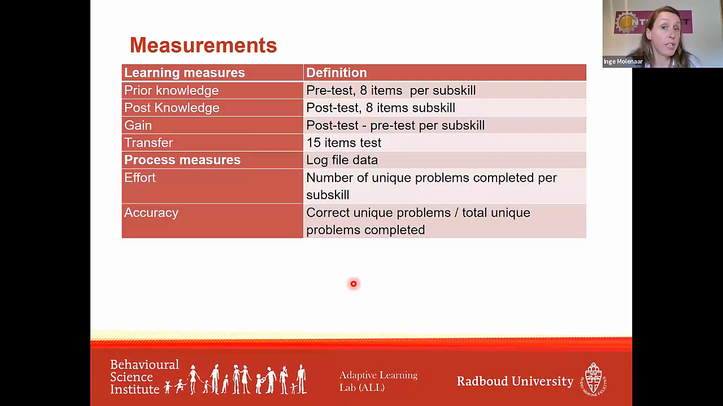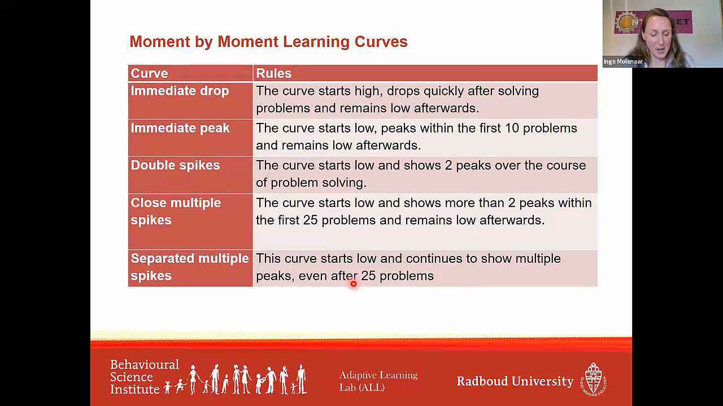Then for effort, we calculated the number of unique problems that a student completed, and for accuracy, we looked at the correct problems that were completed. We visualized the moment-by-moment learning curves, and these were automatically detected following the rules that are described here. And then they were transformed into the 5 different screens that I explained earlier.